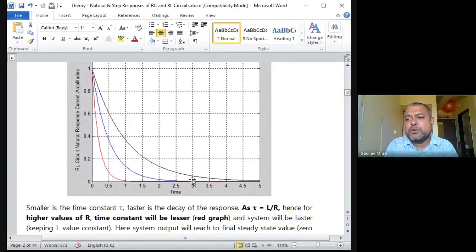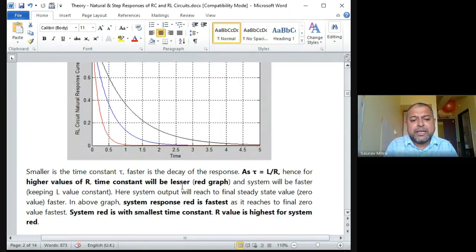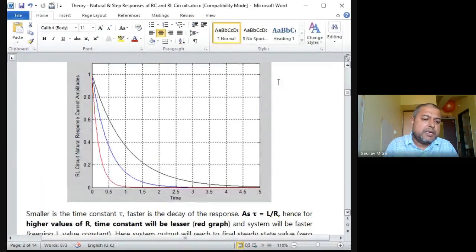So lesser is the time constant, faster will be the fall. Here it is written, smaller is the time constant tau, faster is the decay. This is called decay because the initial current is I0. From I0 the current is falling to 0 ampere. The y-axis is the RC circuit natural response, current amplitudes, likewise.